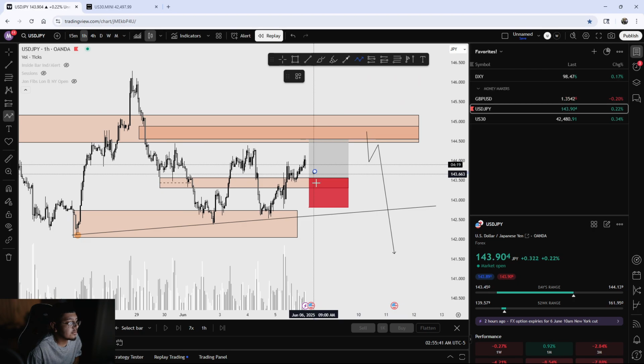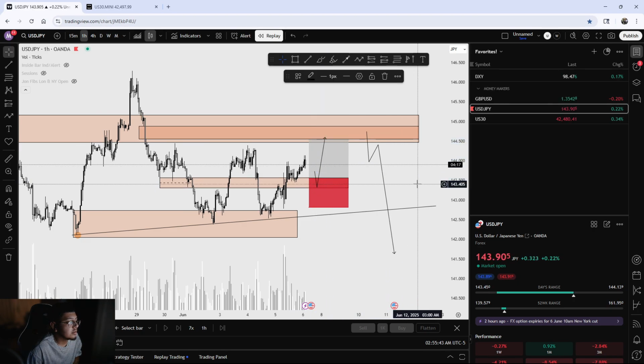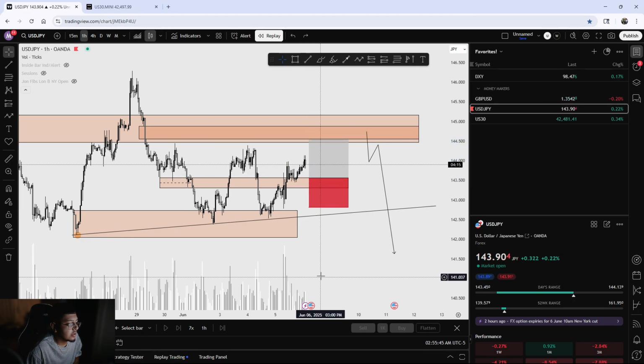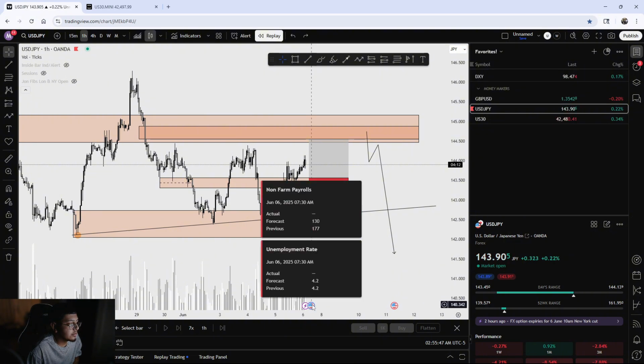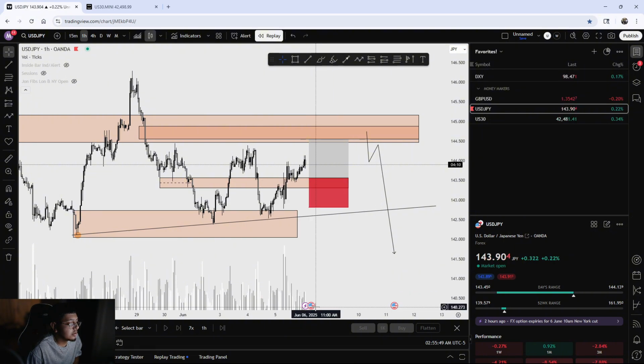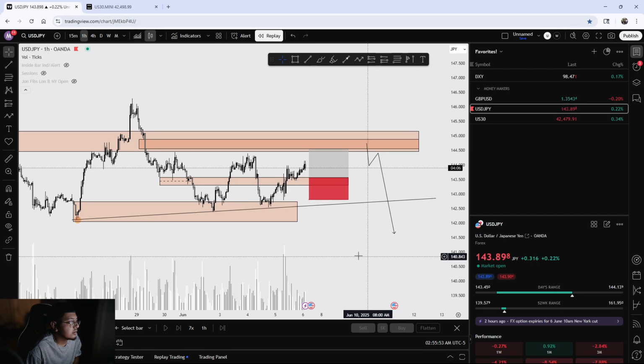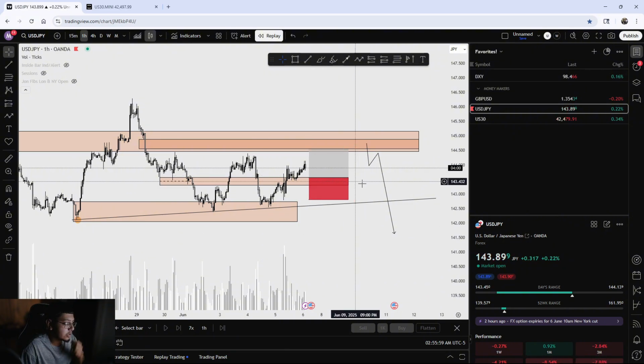If we get a reaction from this zone to the upside for the morning, we are in non-farm payroll unemployment tomorrow, or today, early in the morning at 7. So I'd like to see that reaction off of that zone.